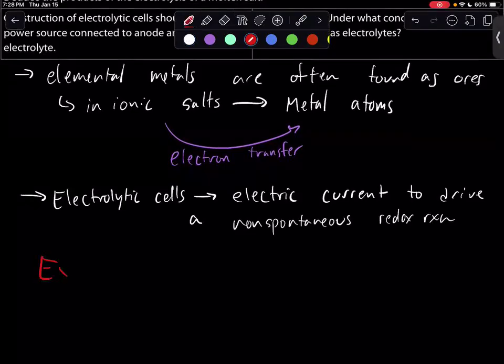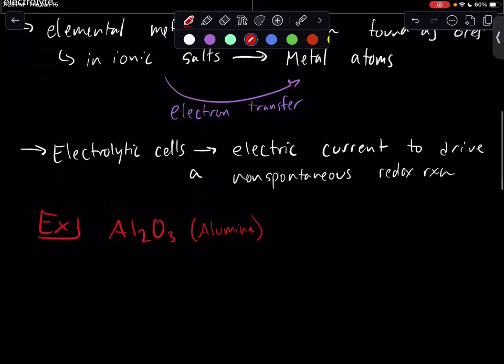The example I'm going to pretty much use for the rest of this unit is aluminum oxide, Al2O3. It's where we get most of our aluminum from. We call it alumina. And basically, when I say alumina, I'm referring to the ionic salt of aluminum and oxygen. So the main reaction that we want to do is take Al2O3 and we want to get Al solid. That's how we produce our aluminum for stuff, but the issue is it's not that easy.